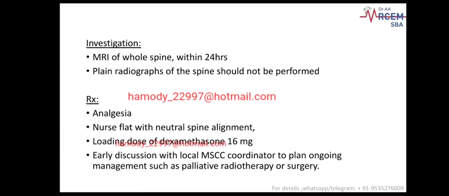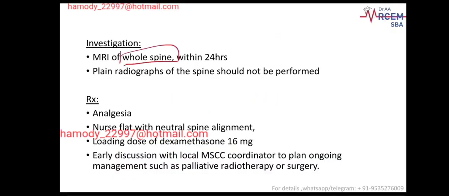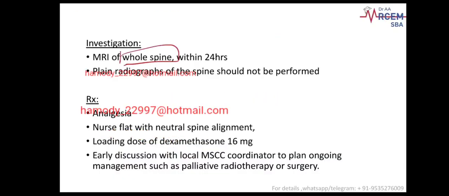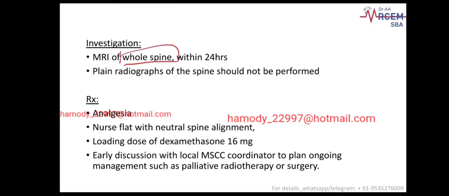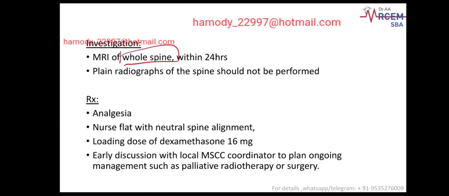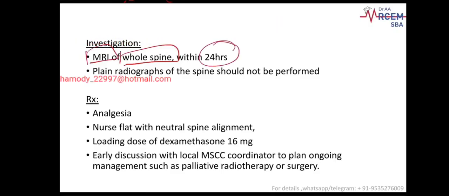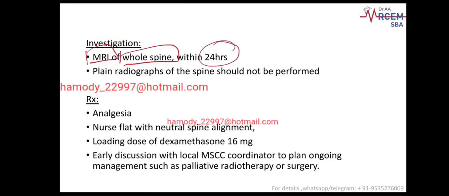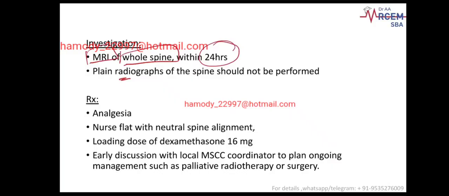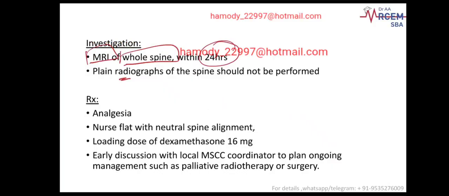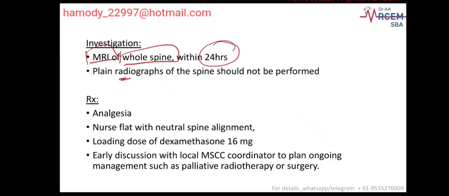What do you do? Get a whole spine MRI, because if there is a metastasis to the thoracic spine, there might be one to the cervical also. So it is better to screen the whole spine. So get a whole spine MRI scan done within 24 hours. It's not immediate, within 24 hours. Do not get an X-ray done. They're not helpful at all. Directly go for an MRI scan.